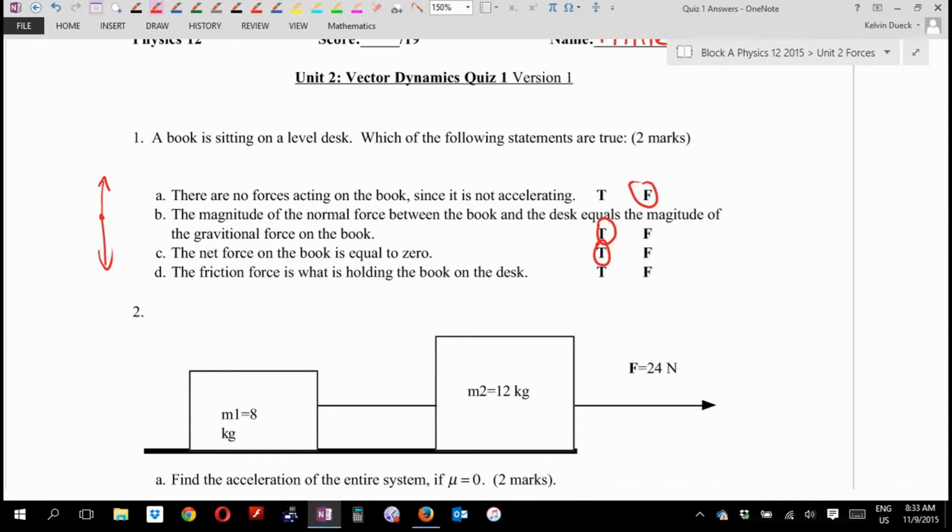Friction force is what's holding the book on the desk. If your tables are level and they were made of ice, could the book still sit on the table? I don't think friction's what's holding it on the desk. So false, true, true, false. Half mark for each of those. So that question there is out of 2.